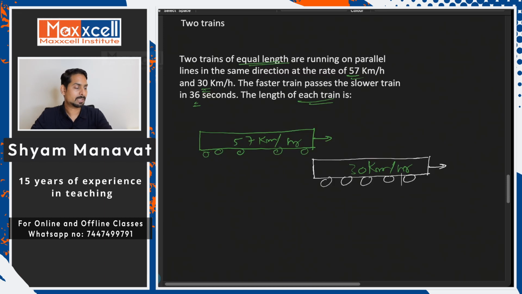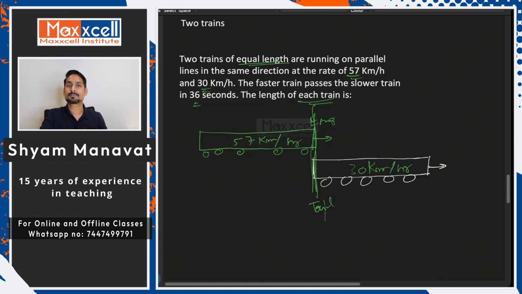Now what you need to learn here: I have kept the faster train behind. Why is that so? Because the question said that the faster train passes the slower train. That is only possible when initially the faster train is behind. Then only the faster train will be able to pass the slower one, right? Another thing is I have kept the engine of the faster train parallel to the tail of the slower train.